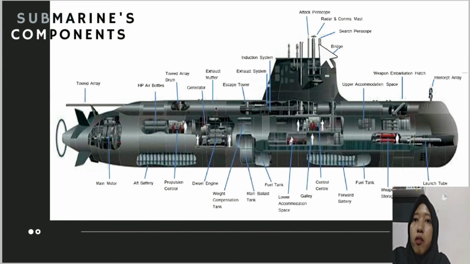And then the radar component of the submarine is used to measure and detect the distance of an object in the vicinity of the ship. And the last one is the sonar. Sonar is used to detect an object through sound waves. So that's some of the components in the submarine that I can explain.